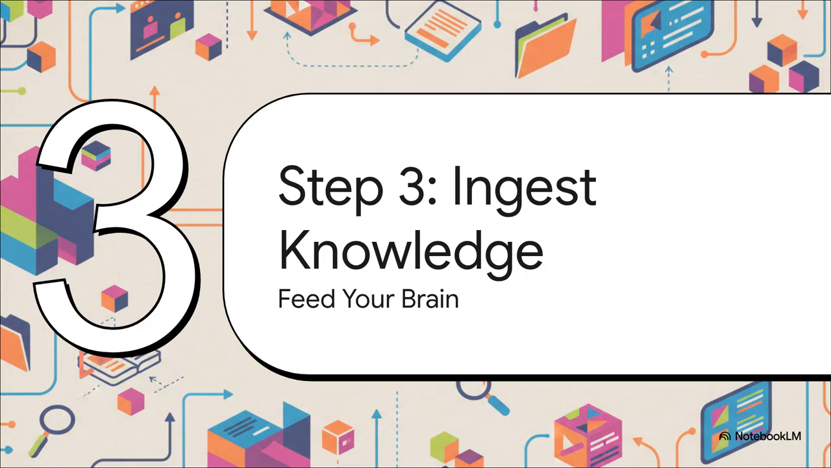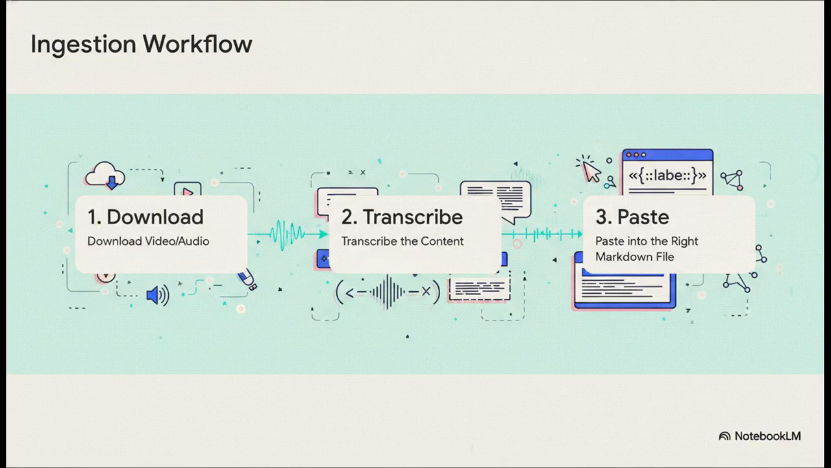Okay, moving on to step 3, ingesting knowledge. We've got our format down, we've got our labels. Now it's time to start feeding the brain with all your best content to make it smarter and way more powerful. And the workflow for this is incredibly simple and something you can do over and over. For any of your video or audio content, you just download it, run it through a transcription service, and then you paste that text into the right Markdown file, making sure to add its smart labels. That's it. It's that easy.